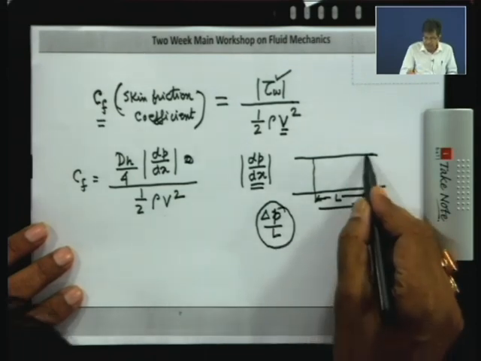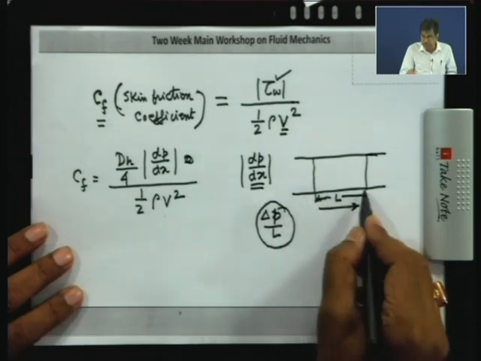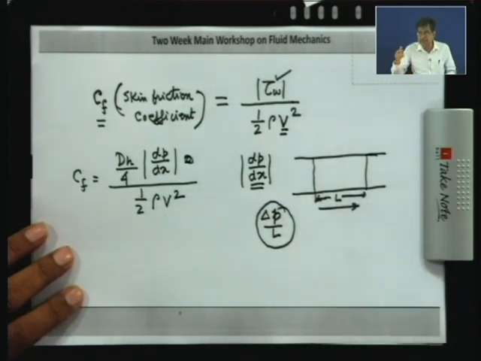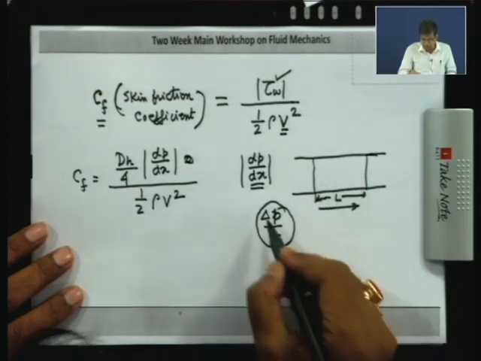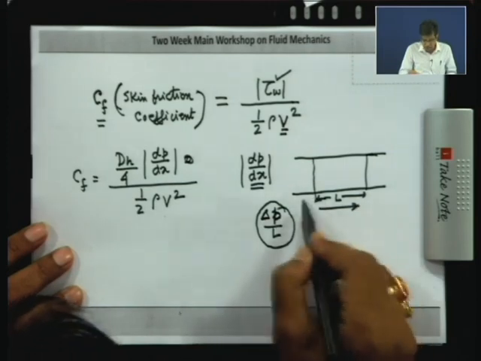That is why yesterday, in the problem of dimensional analysis, we always said that pressure drop per unit length is a function of velocity, diameter, density. Why? This is because for a fully developed flow, delta P by L is constant. So, we are interested in the pressure drop over a given length.